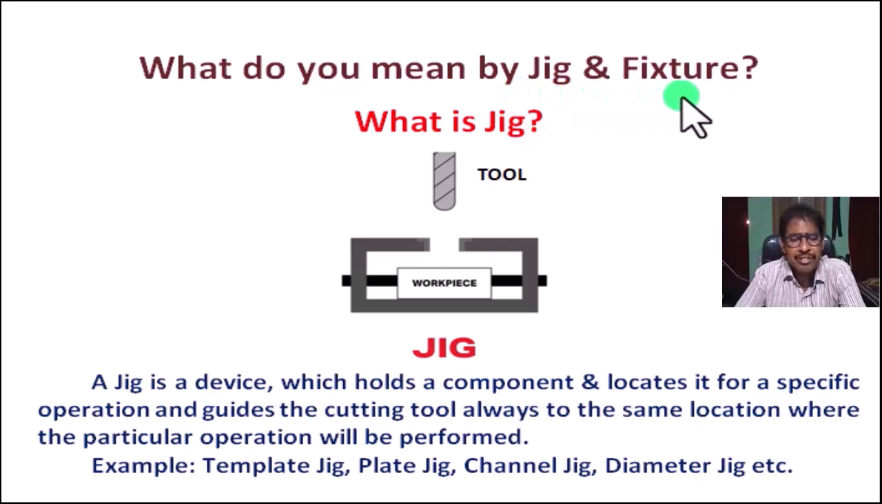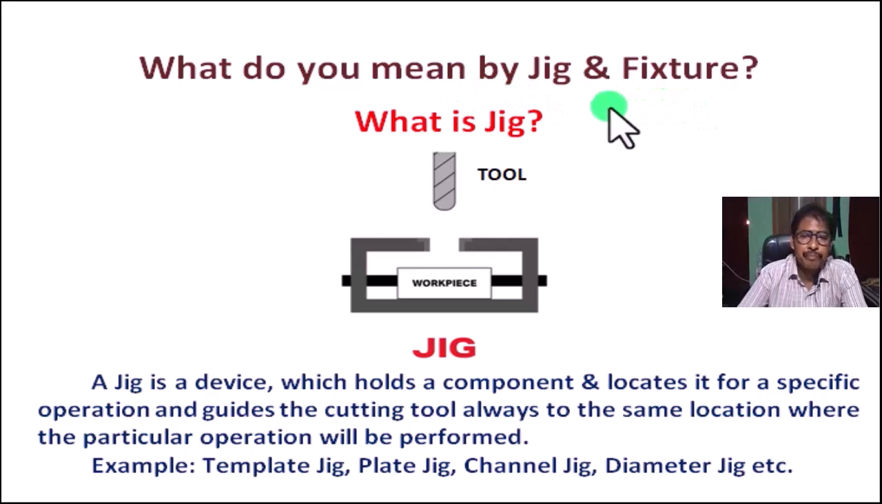What are the advantages of jig and fixture? Advantages of jig and fixture: number 1, increased production; number 2, decreased manufacturing cost; number 3, interchangeability and accuracy; number 4, a reduction in non-productive hours.